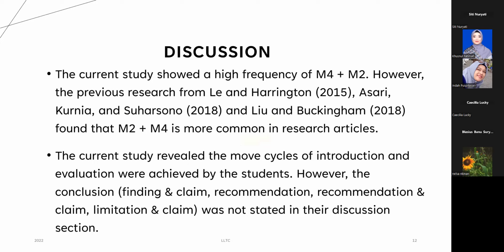However, the previous research from some researchers found that move 2 plus move 4 is more common in research articles. So it's a kind of reverse model compared with the previous research. And then the current study revealed the move cycles of introductions and evaluations were achieved by the students. However, the conclusions like finding and claim, recommendations and claim, and limitation and claim were not stated in the discussion sections.